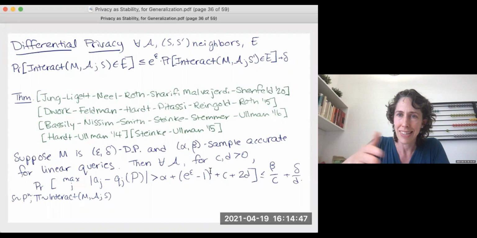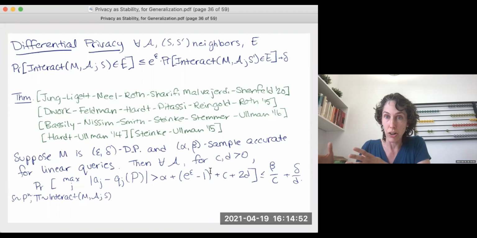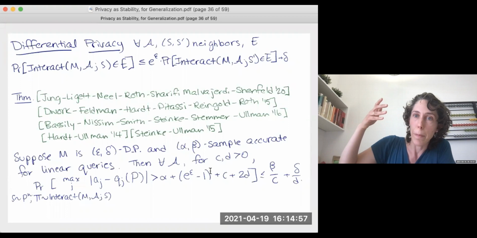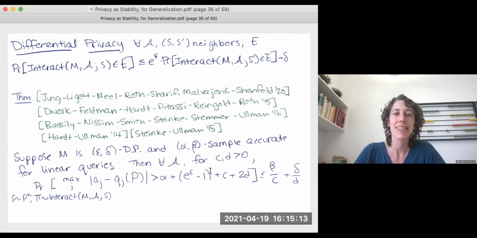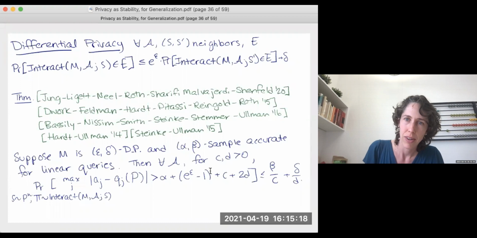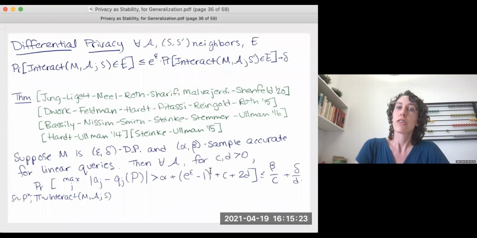What's the failure? The failure to be close is this thing on the right-hand side of the equation. That's a beta over c plus a delta over d. So the beta is the failure from the accuracy statement, and the delta is the failure from the differential privacy statement. This is the additive difference in probabilities of outcomes. And the c and d are tools that allow you to trade back and forth between the failure probability and the quality of the accuracy. So what does this mean?